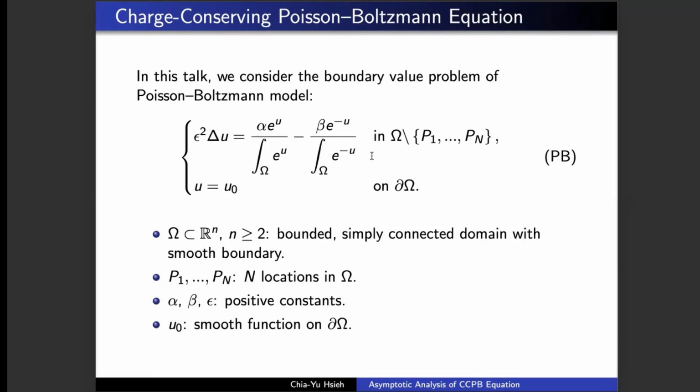And the non-local coefficient, the integrals of e to the u and e to the minus u, indeed comes from the condition of charge conservation. So we call it the charge conserving Poisson-Boltzmann equation. And in this problem, we want to consider the possible singularity point, that is a fixed point charge in this system. So we puncture the domain omega at some locations P1, P2 to Pn to involve the possible singularities.